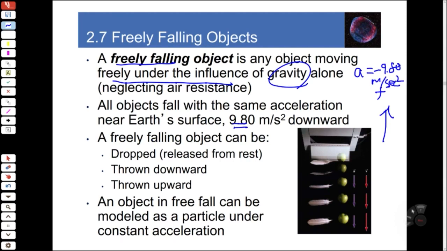And for a freely falling object, there can be many cases. It can be dropped. You can just drop it. You can just throw it and then it falls down, or you can throw it downward from the beginning.